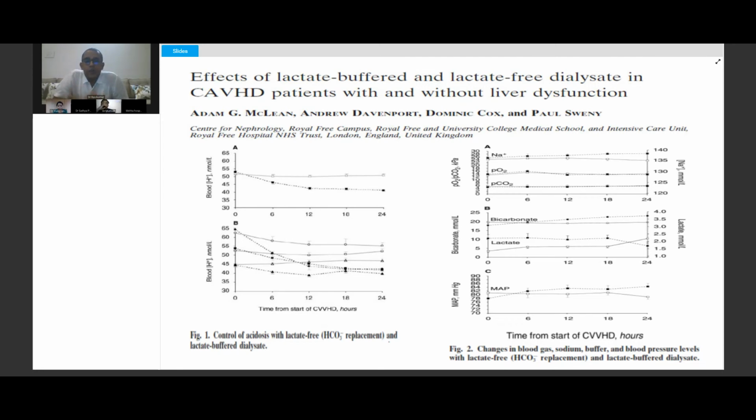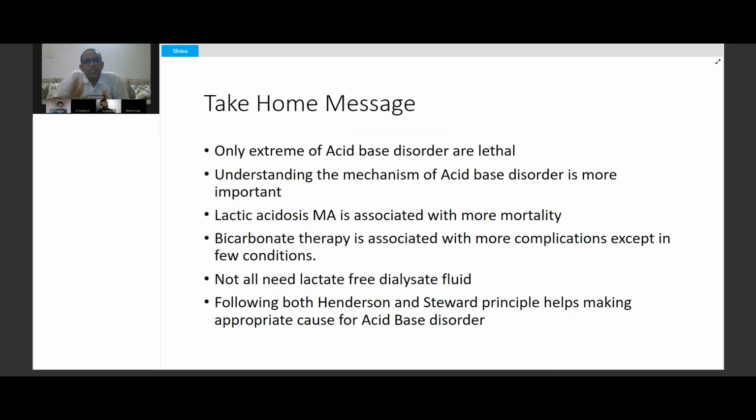So the take-home message from this would be that only extremes of an acid-base disorder, like a pH of less than 6.8 or more than 7.8, are lethal to the cells. Understanding the basis of the acid-base disorder is more important than just following the numbers. As I said, lactic acidosis has a worse prognosis when compared to metabolic acidosis because of hyperchloremia. Bicarbonate therapy is more complicated except in a few conditions. Not all need lactate-free dialysate fluid, as I explained.